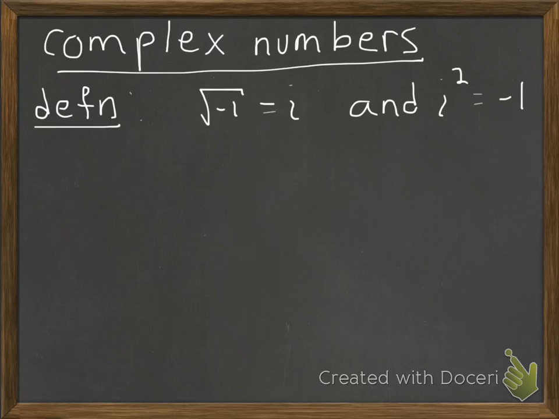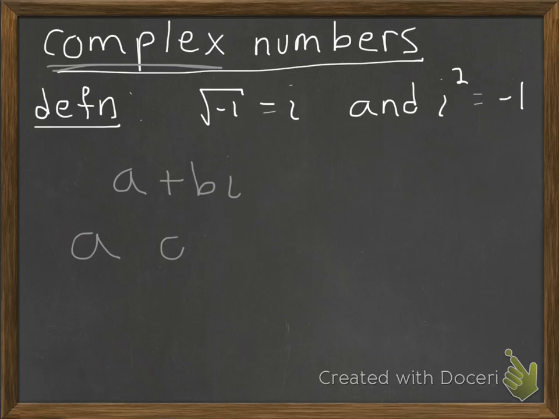Okay, let's talk about complex numbers here for a second. So we have a couple of definitions. The square root of -1 equals i, and i squared equals -1. Now we know the square root of -1 is always considered as not a real number, which is exactly what these are. These are complex numbers, not real numbers. They can be written as a plus bi, okay?